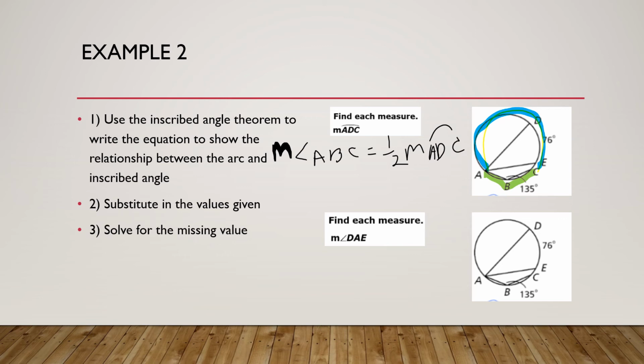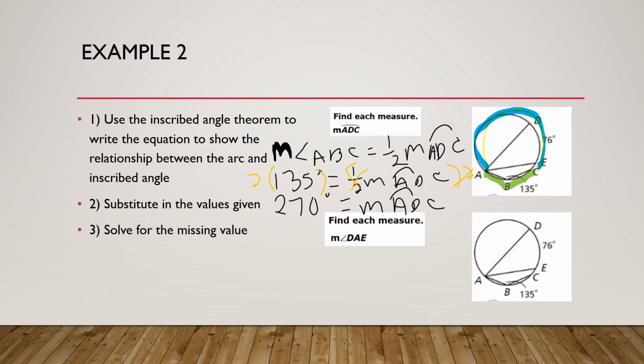We'd fill in our values. The measure of the inscribed angle ABC is 135 degrees, and that would be equal to half of the measure of the arc ADC. And then we would solve. In order to solve, we have to multiply both sides by 2. So 2 times 135 is 270 degrees, which is equal to the measure of arc ADC.